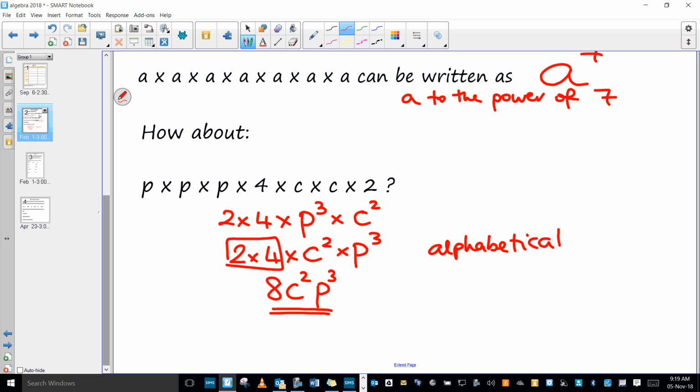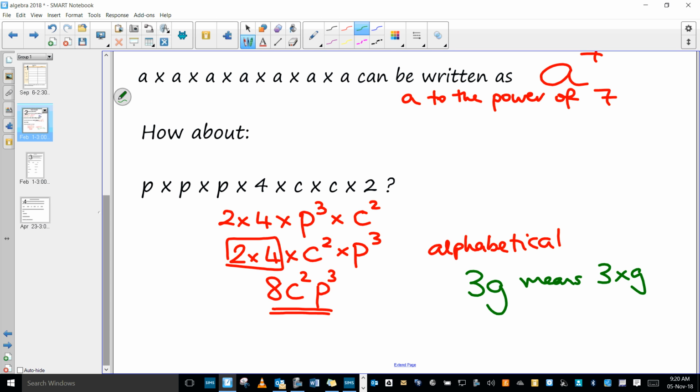That one looks very confusing if I saw that. But what's important is that you recognize that what this actually means is 8 multiplied by c squared multiplied by p cubed. So the rule in algebra is if things are next to each other, it means they are being multiplied. So if you saw 3g, this actually means 3 multiplied by g. So if you see things next to each other, it means multiply.